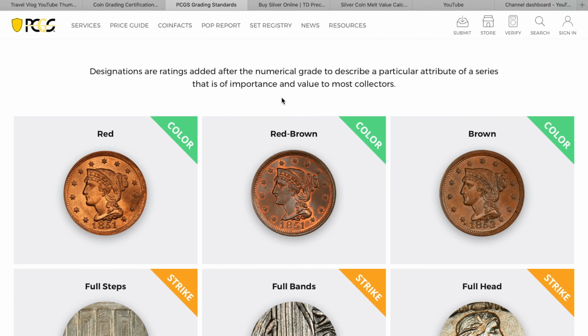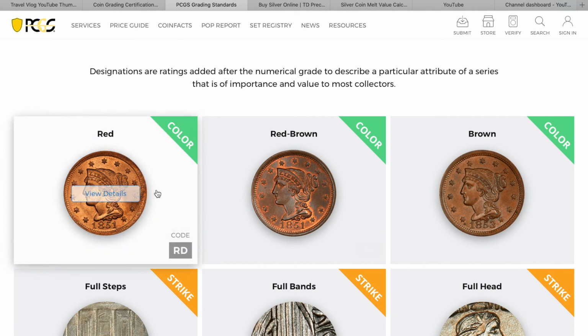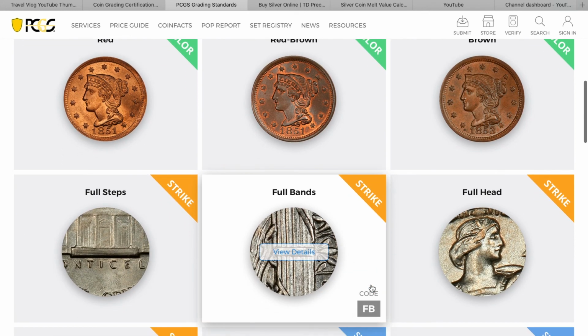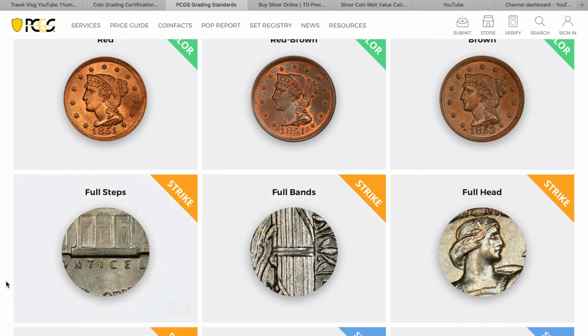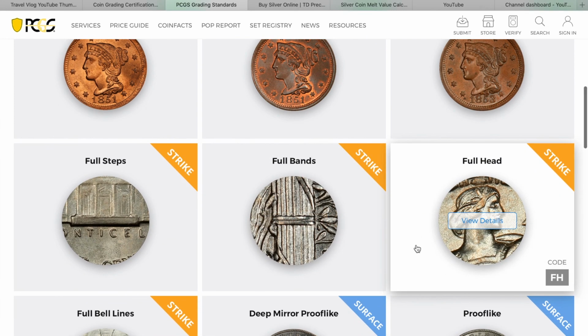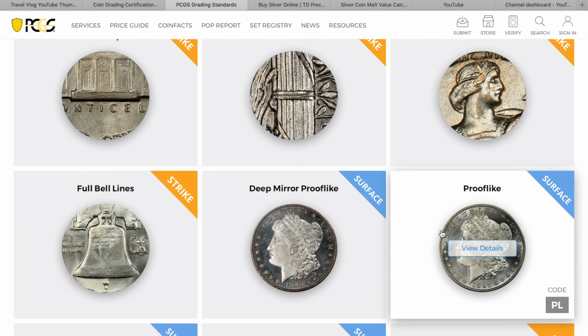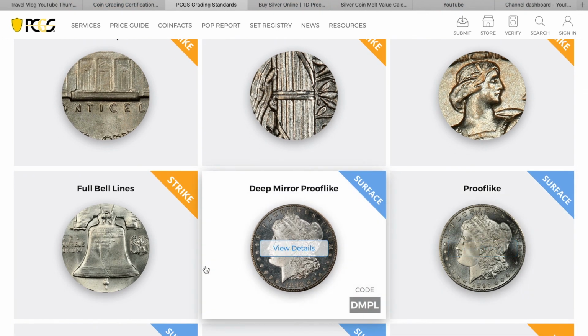So here's an example of some of the copper pennies there, I think. And then it goes down here for, what does that say? Full steps. So I believe that looks like Monticello. That's like a dime, right? And then the full bands, that looks like it's a Mercury. And then the full head, I'm not completely sure which coin that's from. Let me know in the comments if you do. I'm not going to click on them because this video is going long enough. Full bell is for the Franklin.